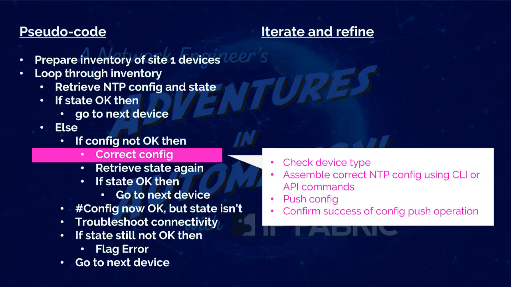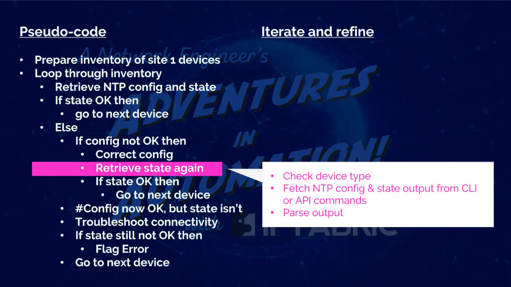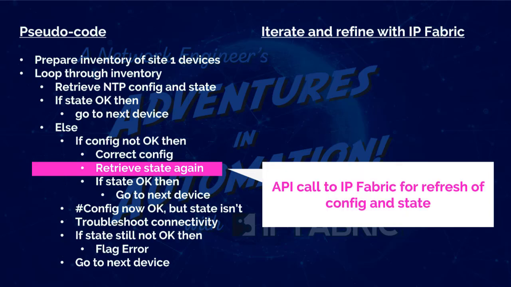Now, to correct the configuration, what we're not doing in IP Fabric is pushing changes back. So there's no change. We do things in exactly the same way we would have done it previously. But then when we come to retrieve the state again, rather than logging into the device and pulling in the state, we can trigger a refresh of the config and the state information into IP Fabric through an API call.